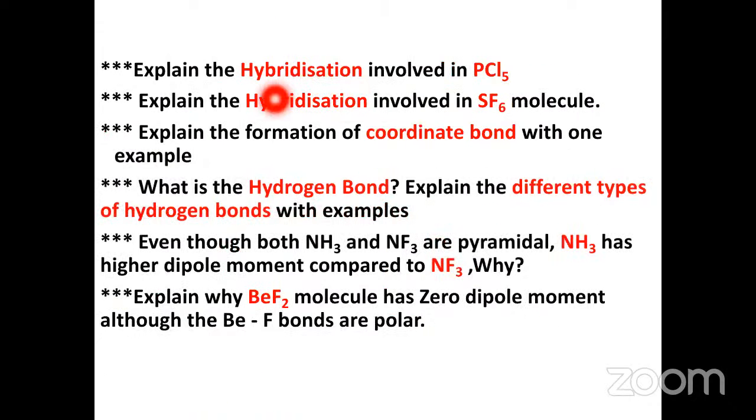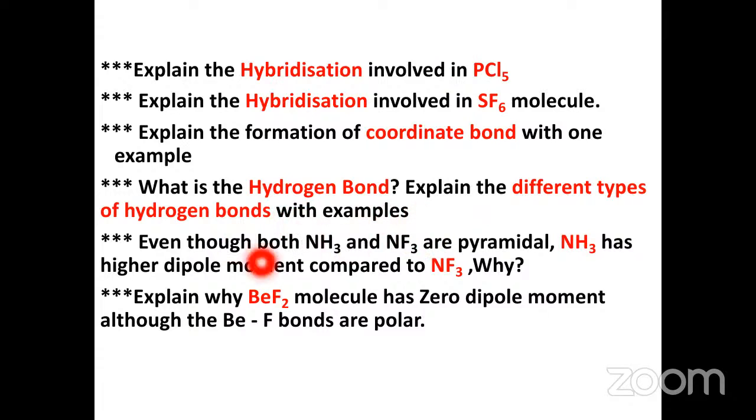And next, explain the hybridization involved in PCl5. Next, explain the hybridization involved in SF6 molecule. Next, explain the formation of coordinate bond with one example. And what is the hydrogen bond? And explain the different types of hydrogen bonds with examples.